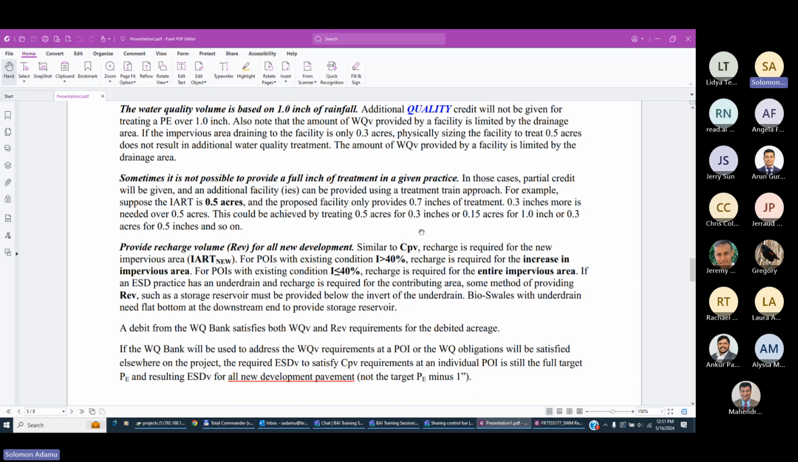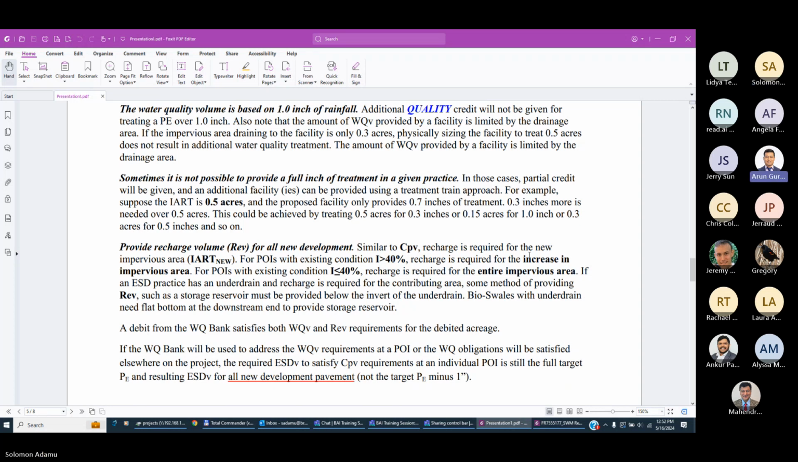Recharge volume is part of the water quality volume. Provide the recharge volume similar to CPV. Recharge is required for new impervious area. If we are pure redevelopment, we don't need to provide a recharge volume. A recharge volume is the portion of the volume which is going to feed the underground water reservoir.